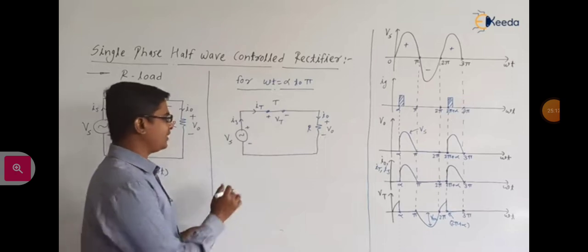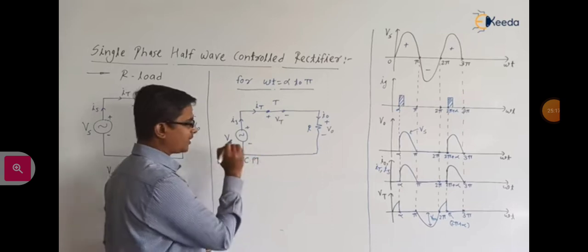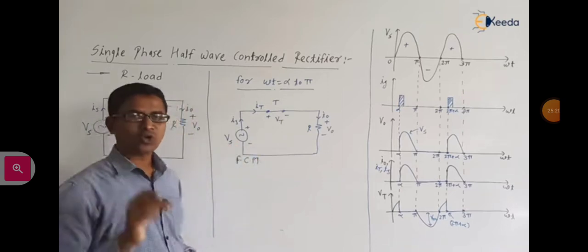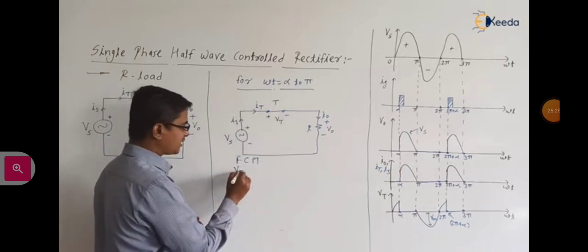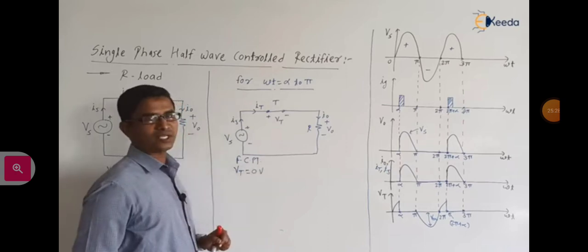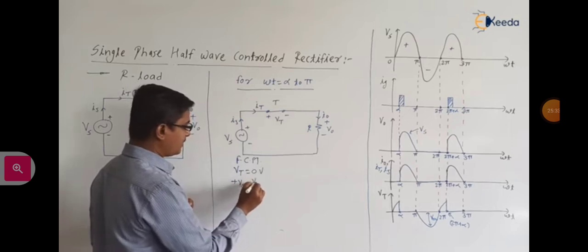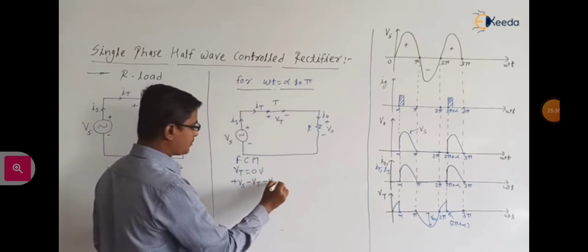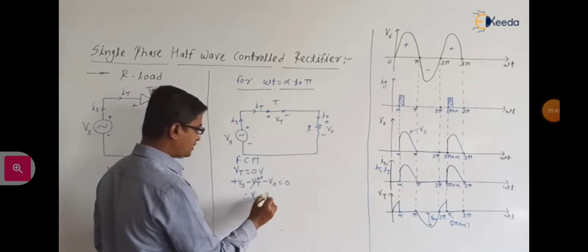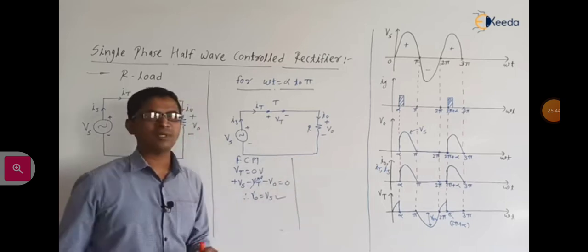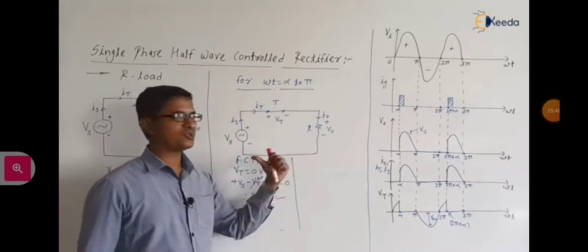First, what is the mode of operation of the thyristor? It is the forward conduction mode. Are you getting the point? From 0 to alpha it was forward blocking mode, now it is forward conduction mode. Next, what is Vt? The thyristor is acting as a short circuit, so Vt is equal to 0 volt. Applying KVL to the loop: plus Vs minus Vt minus V0 is equal to 0. Since Vt is 0, V0 is equal to Vs. So the output voltage is the same as the supply voltage from alpha to pi.